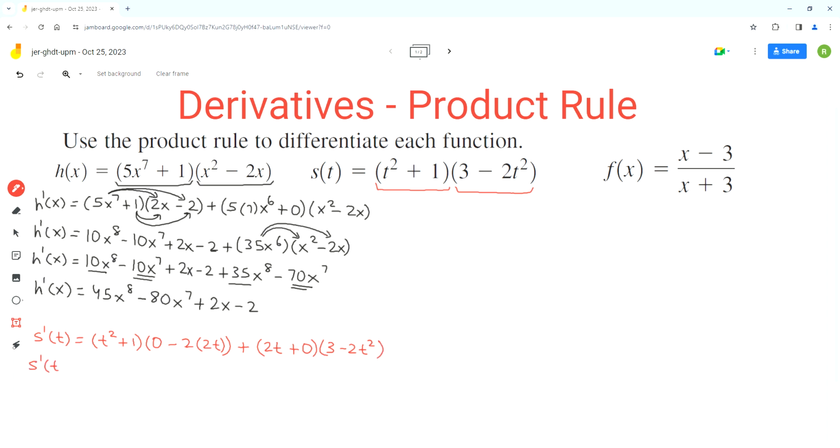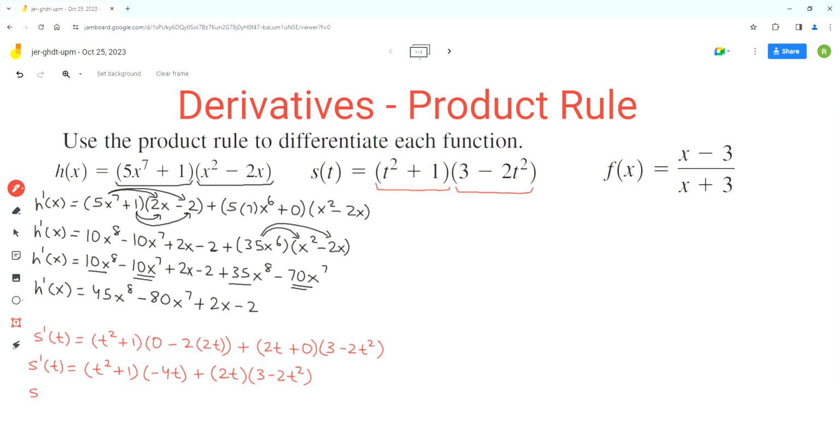Now we can simplify the terms. So s prime of t equals, so we get t squared plus 1. Now we can simplify the terms in the second parentheses. So we get negative 4t and now plus, in the first parentheses we get 2t and in the second one we get 3 minus 2t squared.